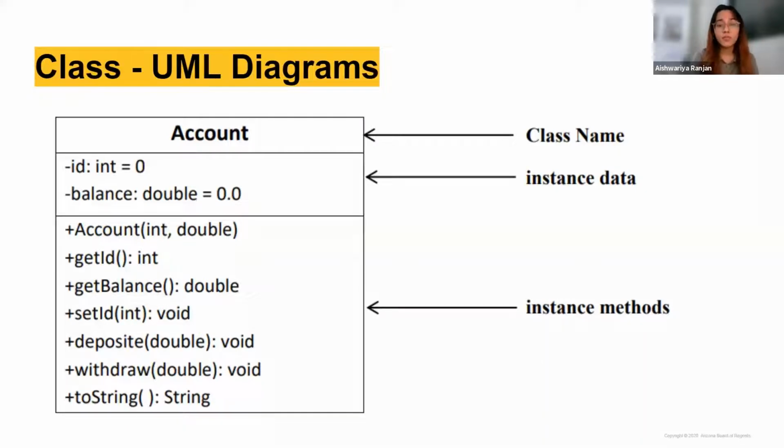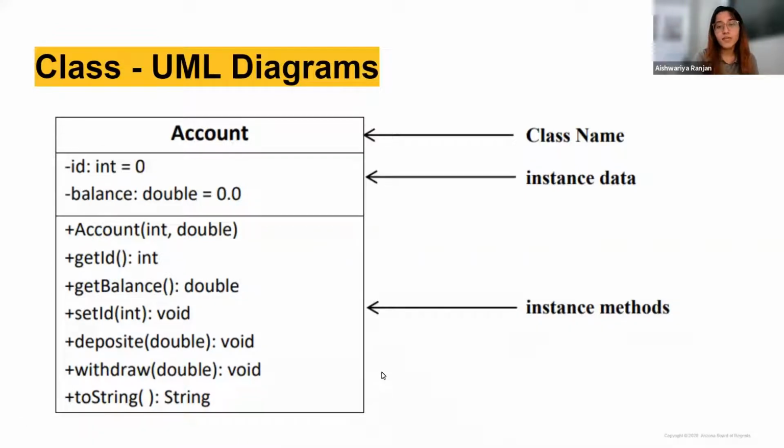So you have three parts of the UML diagram. You have the class name, over here it's Account. Then you have a section for attributes. That's where you put the variables you're going to declare for that class. We have int id and double balance here. The way you write it, you write the name of the variable, colon, the data type, and then the value it's going to be initialized with.